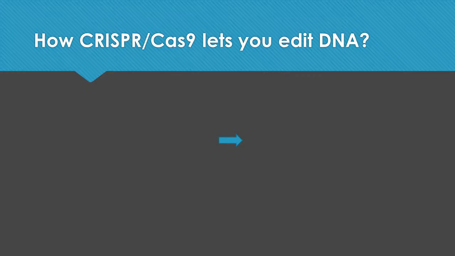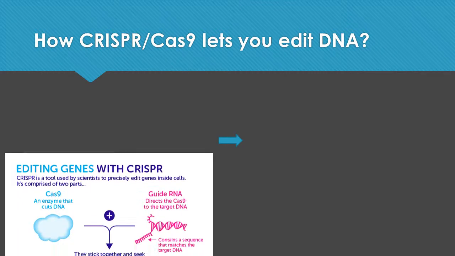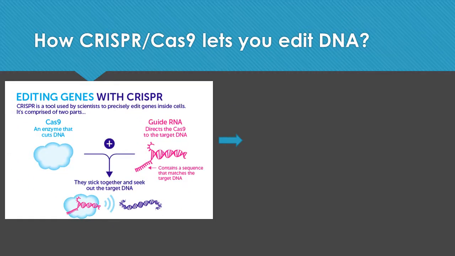Alright, CRISPR-Cas9 consists of an RNA-guided DNA endonuclease, which is Cas9, and the corresponding guide RNA, which is the CRISPR part. So the question is, how does CRISPR-Cas9 let you edit the DNA? As I mentioned earlier, Cas9 is the enzyme that cuts the DNA, and the guide RNA will direct the Cas9 to the target DNA.